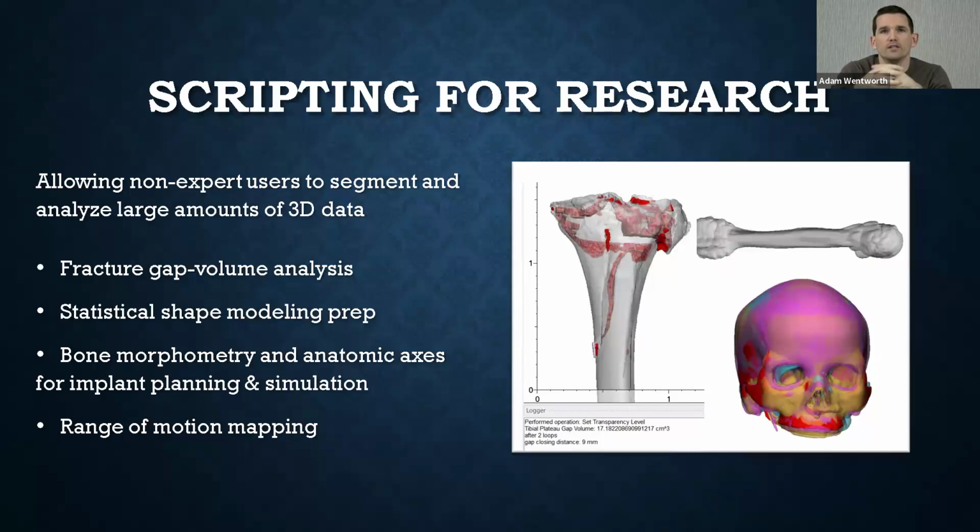So it's really advantageous if you're able to evaluate bone shapes to pre-select implant sizes and pull out the anatomic axes from a bone so that you can appropriately place implants in their correct directions. And lastly, we've done some recent range of motion mapping. So I'll show that soon.